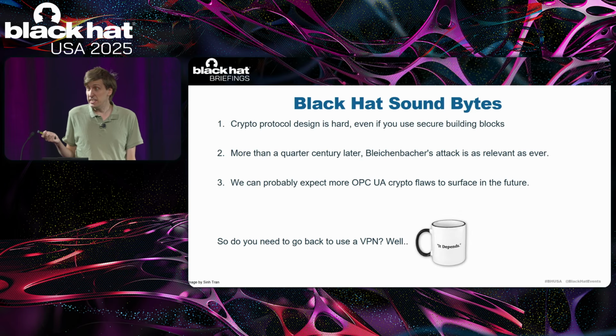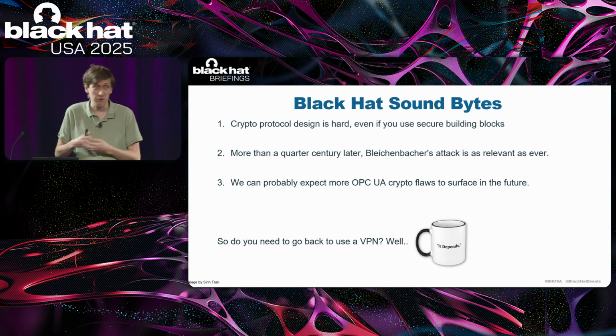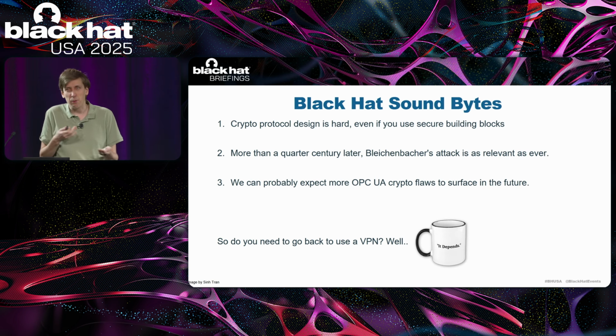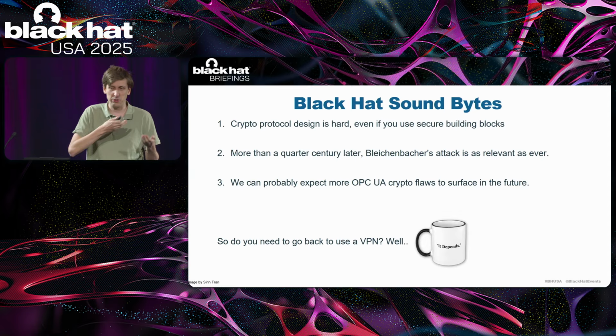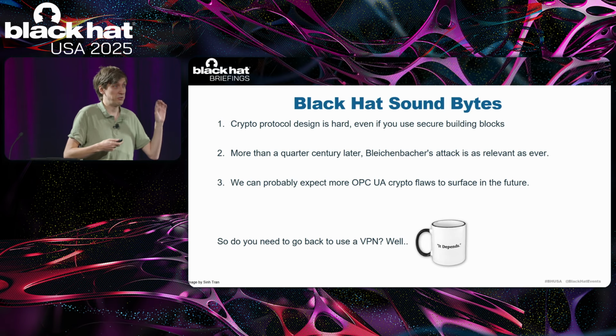So does that mean that we cannot expose this across a trust boundary anymore? Do we always need to tunnel OPC UA over VPNs? I mean, I probably wouldn't go that far. It depends a bit on your threat model. I would definitely recommend, if you have internet exposed servers, to also use IP allow listing.